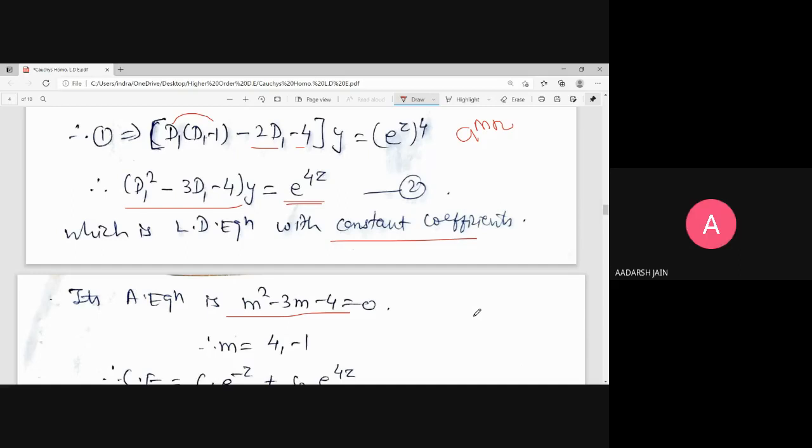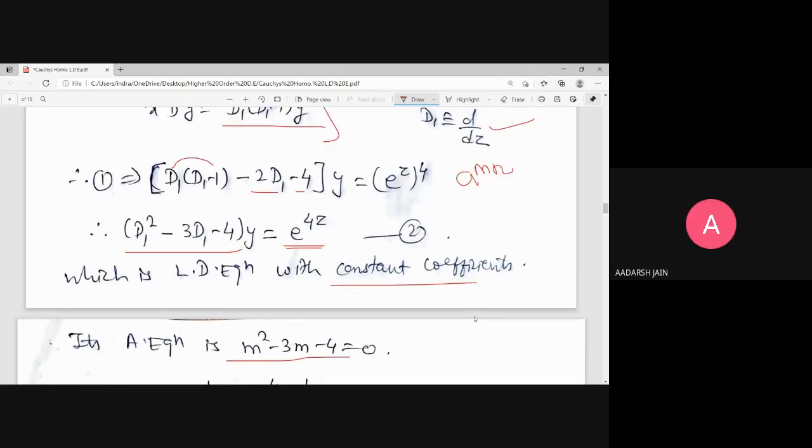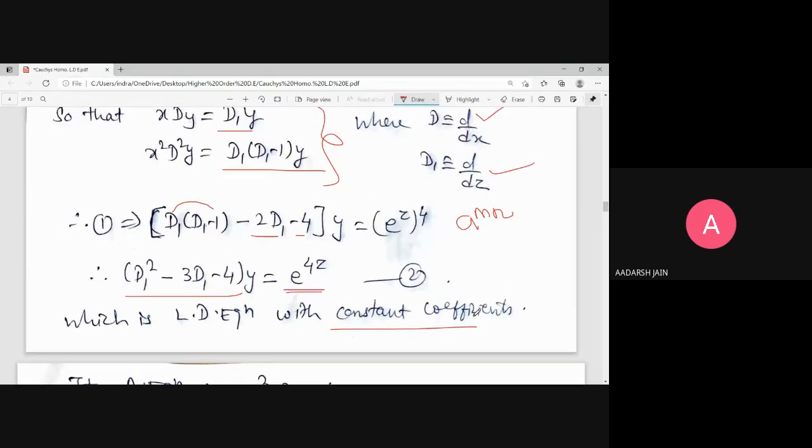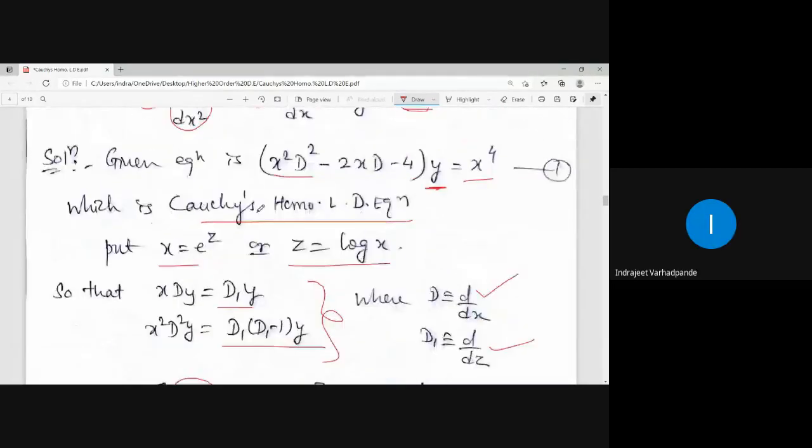Sir, can you please repeat the substitution part? Put the substitution as x is equal to e to the power z, so that z is equal to log x, and this is what the normal derivation has proved, that x into d y will be nothing but d1y. x square into d square y will be d1 into d1 minus 1 y.